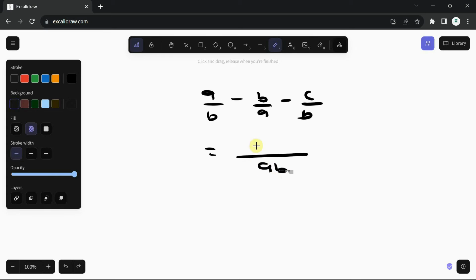Right? So AB divided by B is A. A times A is A squared. Minus AB divided by A is B. B times B is B squared. Minus AB divided by B is A. A times C is AC. Right?